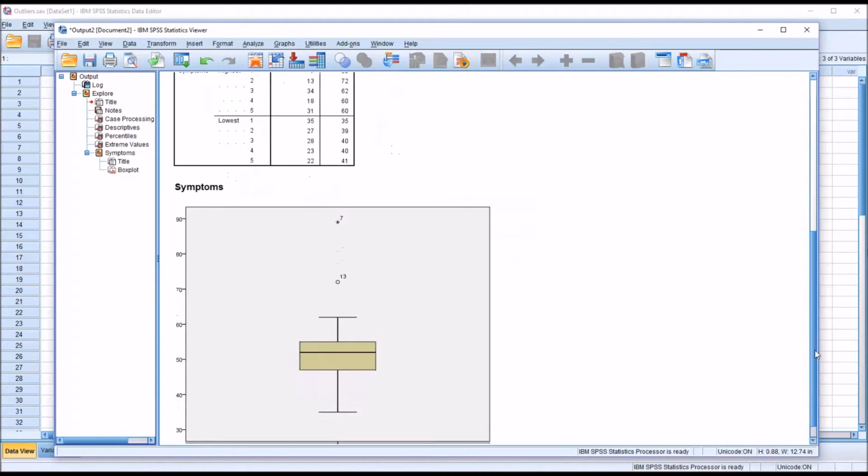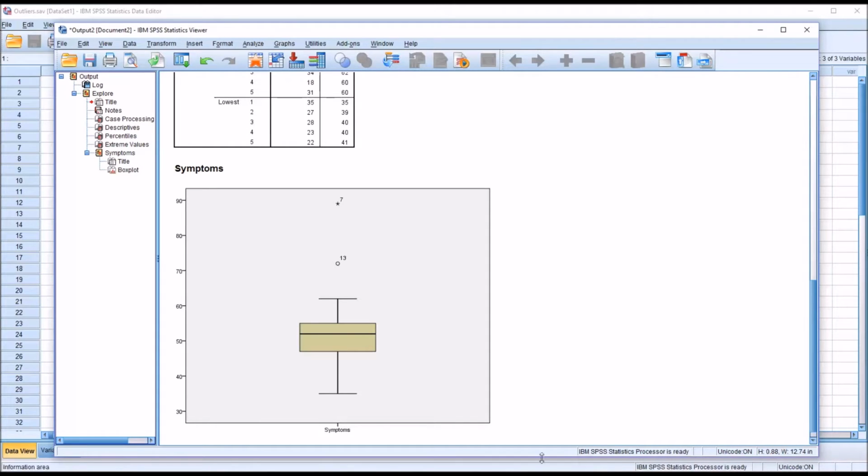So moving down to the box plot, we can see that SPSS has identified two outliers: record 7, which is indicated with the star, and record 13, which is indicated with the circle. And they're both above the top whisker of the box plot. So to understand what this means, we're going to go back to the concept of the interquartile range. You remember the interquartile range had a value of 8, and that's the difference between the 75th and 25th percentile, which would be the top of this rectangle and the bottom of this rectangle. The top represents the 75th percentile, and the bottom line, the bottom of the rectangle, represents the 25th percentile.